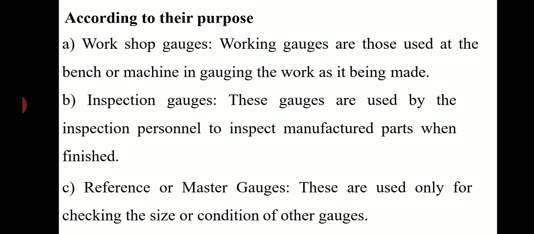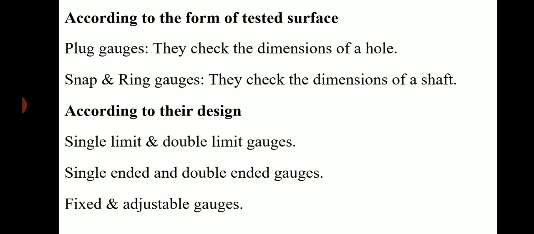According to their purpose, workshop gauges. Working gauges are those used at the bench or machine in gauging the work as it is being made. Inspection gauges. These gauges are used by the inspection personnel to inspect manufactured parts when finished. Reference or master gauges. These are used only for checking the size or condition of other gauges. According to the form of tested surface, plug gauges, they check the dimensions of a hole. Snap and ring gauges, they check the dimensions of a shaft. According to the design, single limit and double limit gauges, single-ended and double-ended gauges, fixed and adjustable gauges.